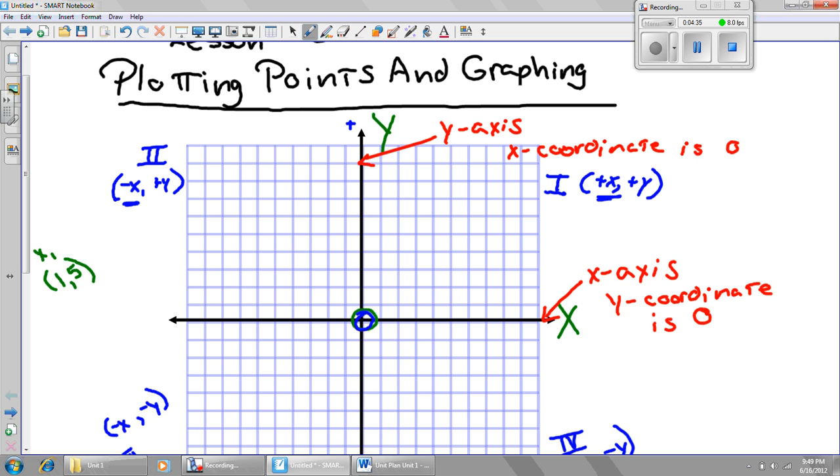Coordinates are always done alphabetically. X coordinate, then y coordinate. So I go 1 in the x direction, and 1, 2, 3, 4, 5 in the y direction, and that is point A. So point A is in quadrant 1.